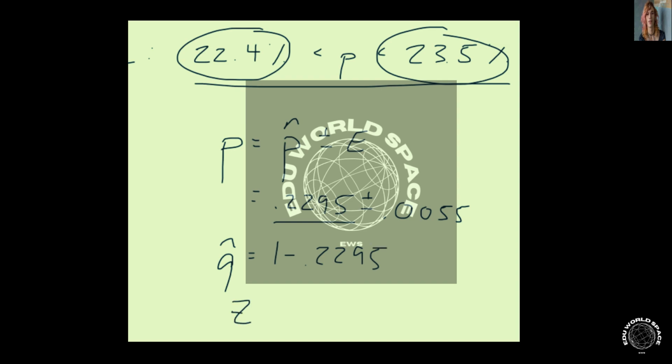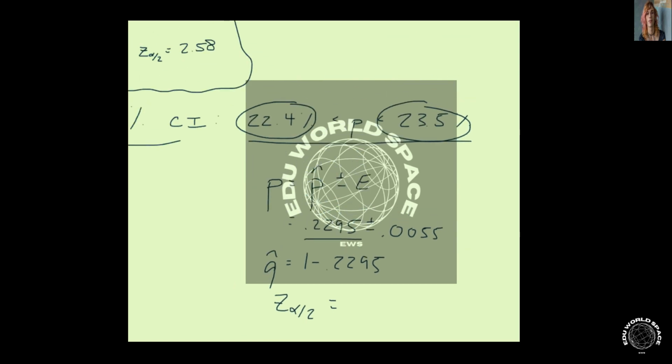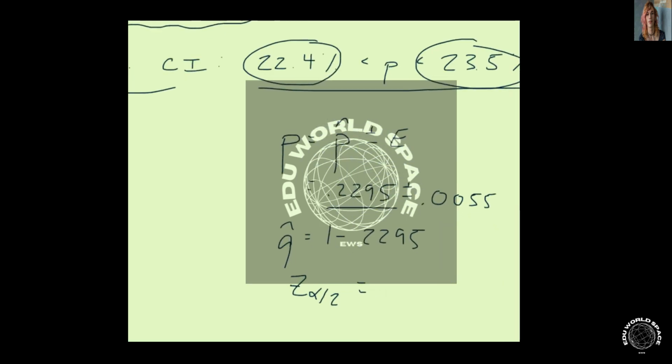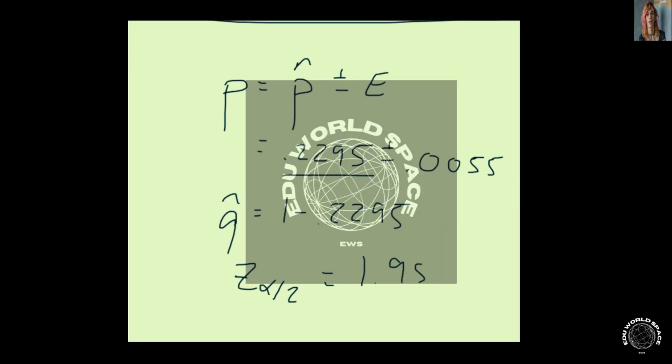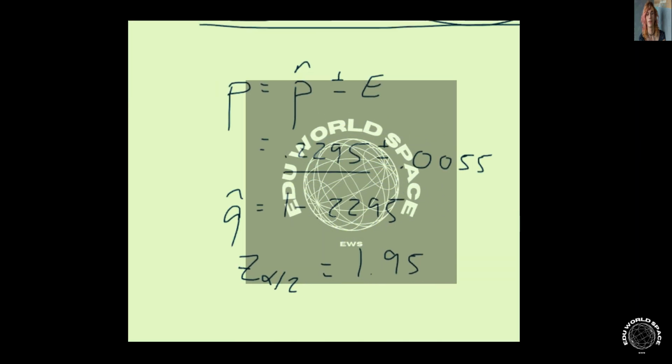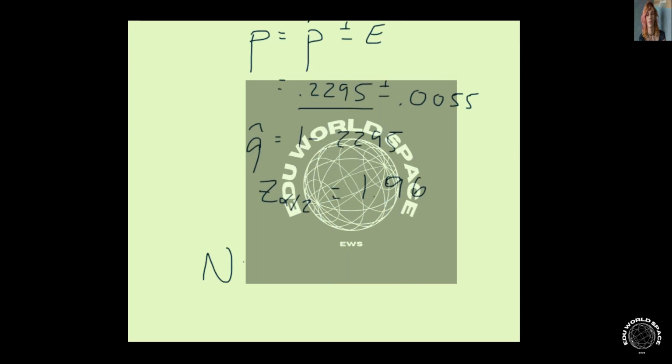And our last value that we need is our z-score. Since we're talking about a 95% confidence interval, this is going to be 1.96. Great. So now we can plug this into our formula.